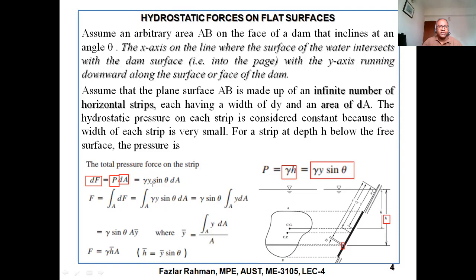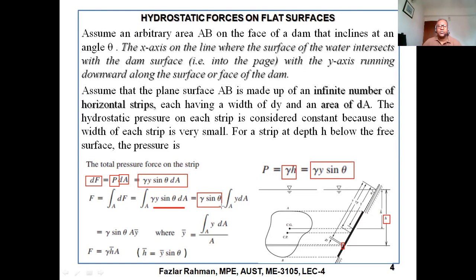Now you do the integration on both sides. So F equals the integral of dF, and dF equals this mass. So we put this mass over here, and gamma sine theta, you take in front of the integration.